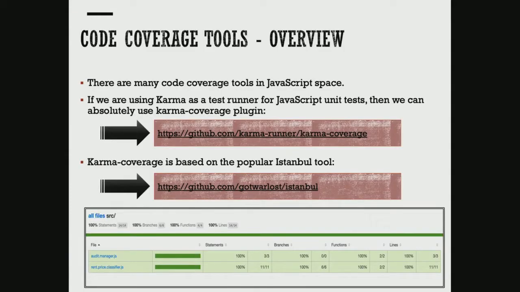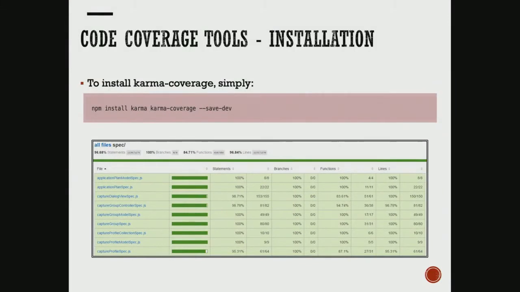In JavaScript, there are many great tools which allow us to do code coverage. One of the most popular tools is Istanbul. If you are using KARMA as a test runner for your JavaScript unit tests, then I recommend you use KARMA coverage, a tool that is based on Istanbul. It gives you the standard code coverage criteria: statements, branches, functions, and also lines of code. You can install it directly using this npm command.